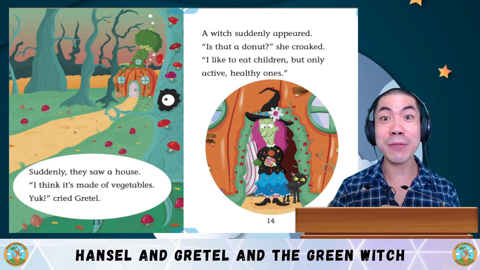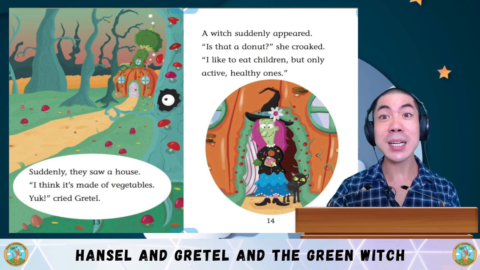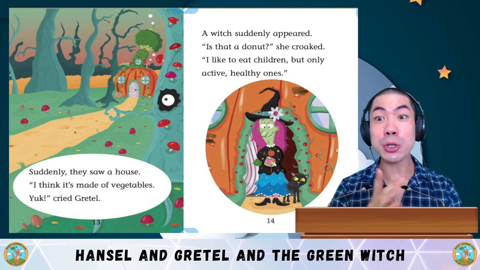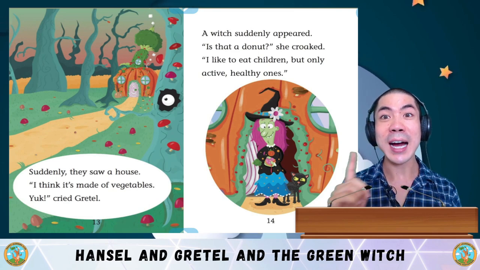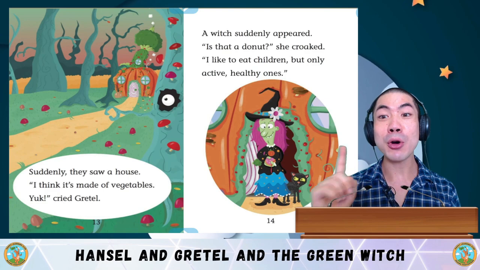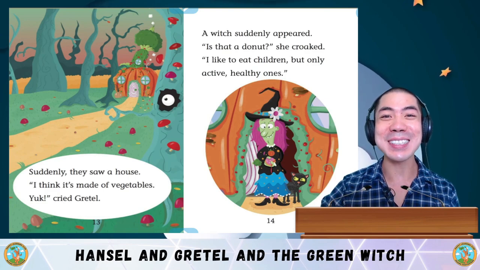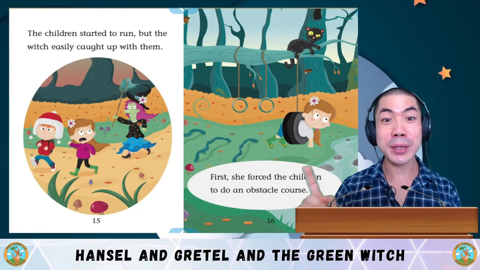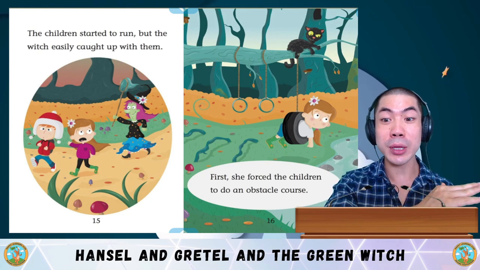"I think it's made of vegetables." "Yuck," cried Gretel. A witch suddenly appeared. "Is that a donut?" she croaked. "I like to eat children, but only active, healthy ones." The children started to run, but the witch easily caught up to them.